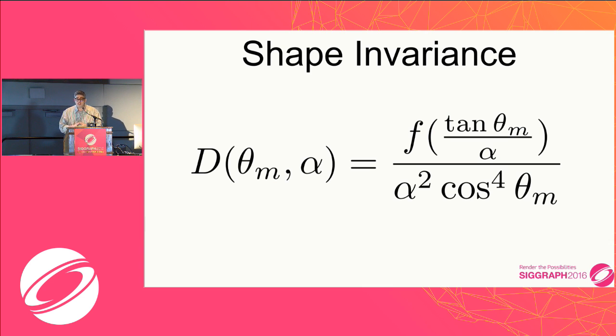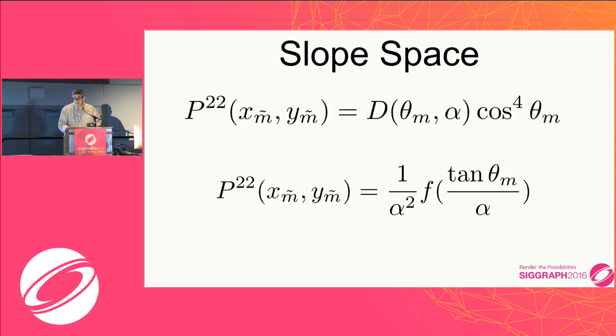I believe at least part of the reason has to do with a property called shape invariance. And Eric Heitz showed in his excellent 2014 paper that an isotropic NDF is shape invariant if it has the form shown here. So if you can write it as a function of tan θm over the roughness parameter alpha, divided by alpha squared times cosine θm to the fourth. And GGX and Beckmann, if you look at them, they actually do have this form, and they have this property. Generalized Trowbridge-Reitz doesn't.